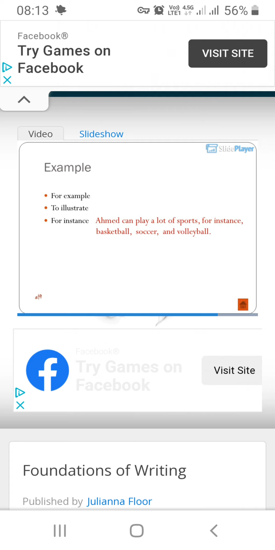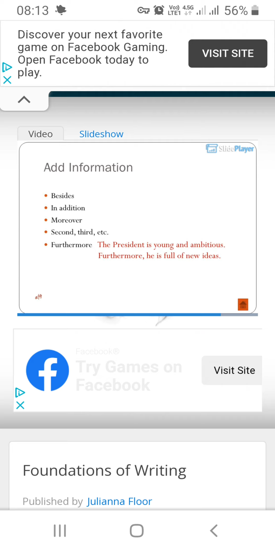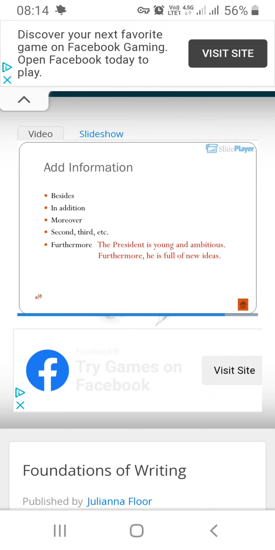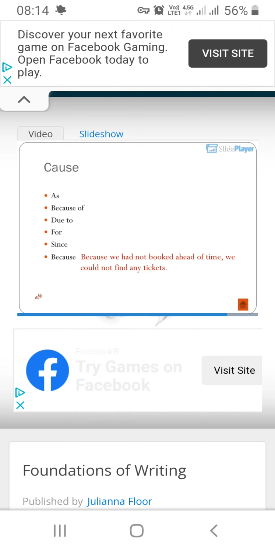For instance: Ahmed can play a lot of sports, for instance, basketball, soccer, and volleyball. Add information: besides, in addition, moreover, second, third, etc. Furthermore, the president is young and ambitious. Furthermore, he is full of new ideas. Cause: as, because of, due to, for, since.